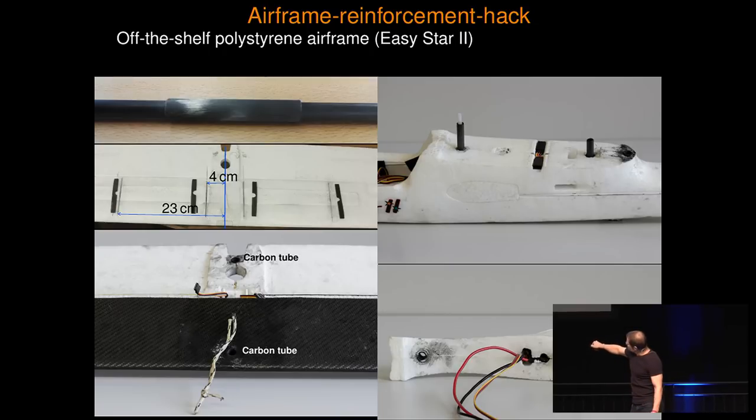Then you have the carbon rod where you can wind around your tether, and you install additional tubes for fixing the wings on the fuselage. So the fuselage is here. We cut off the engine blocks, included additional carbon rods, so you can put these carbon rods on these carbon rods here and fix everything with screws.